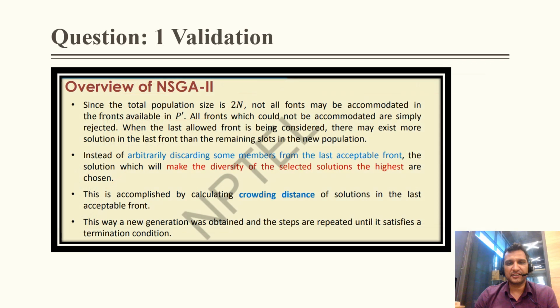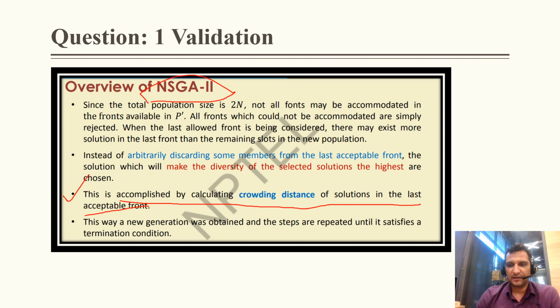And this is the validation: in NSGA2, this is accomplished by calculating the crowding distance of solutions in the last acceptable front. Therefore, this will be the correct answer 100%.